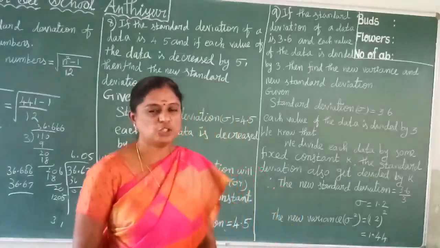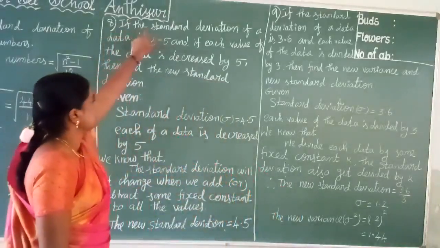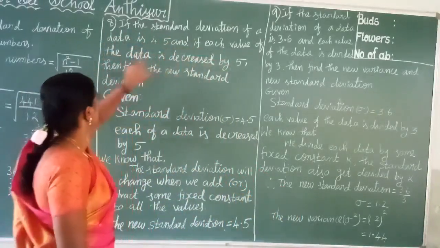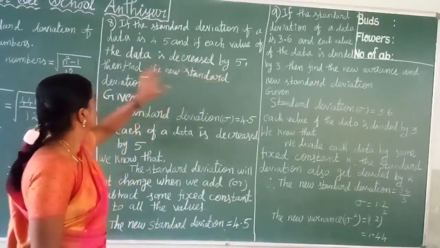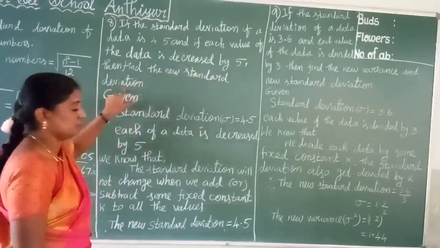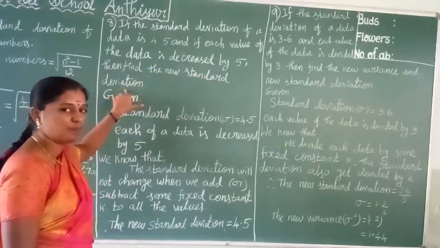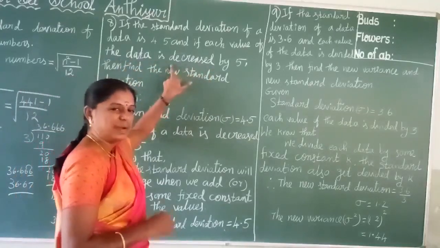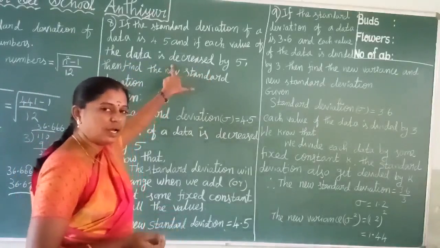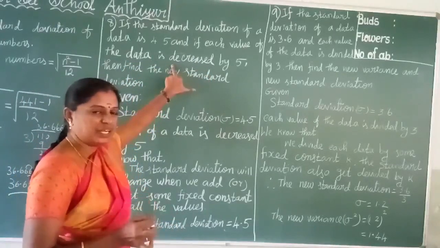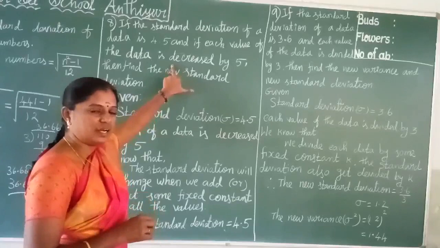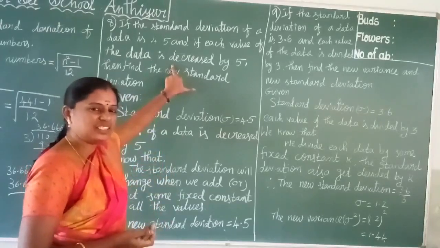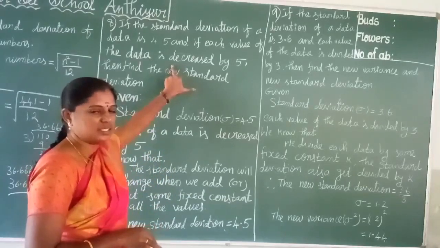Now 8th question. If the standard deviation of a data is 4.5 and if each value of the data is decreased by 5, then find the new standard deviation. Already we discussed this method. So here data is decreased. Decreased means minus. If we add any number to given data or subtract, does the new standard deviation change or not?